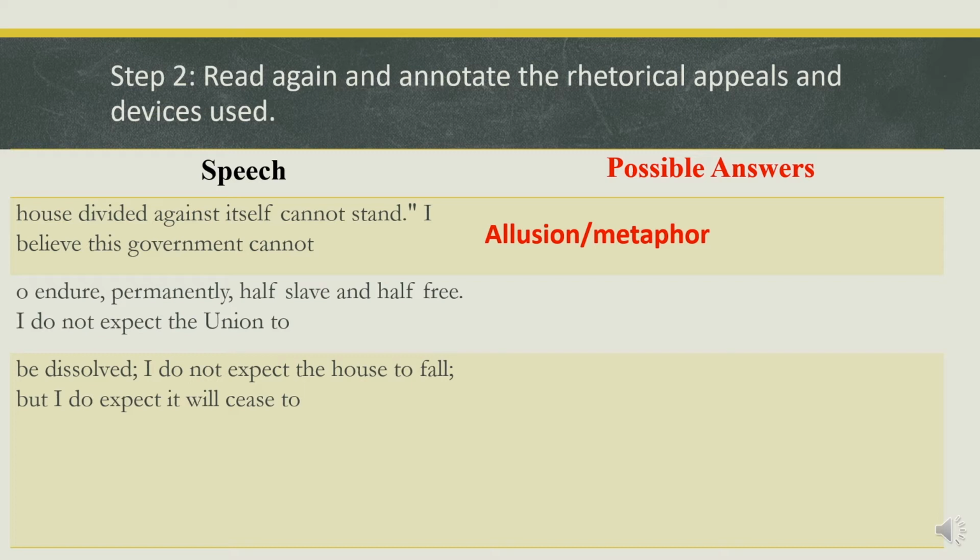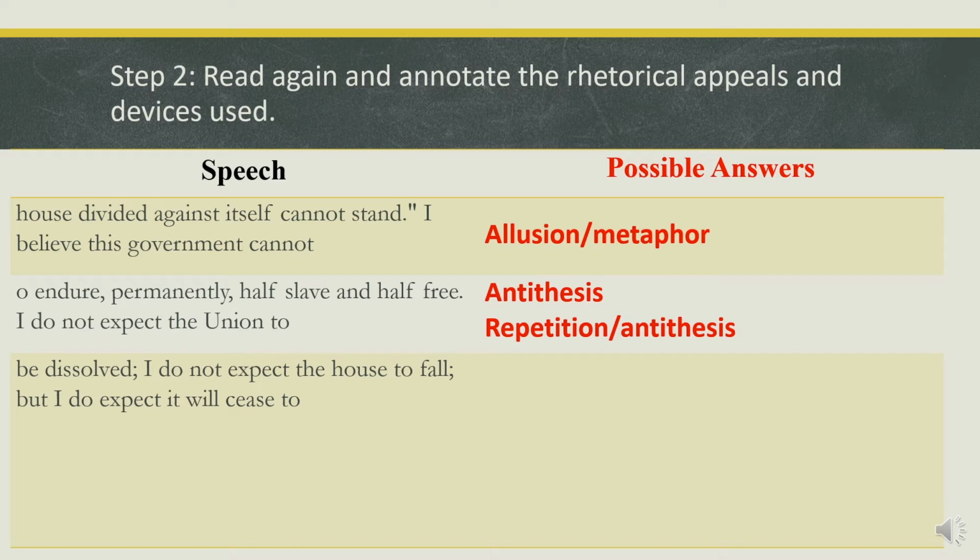By using this allusion, he builds his own ethos with his audience, who would have been people who likely read the Bible and followed it during that time. It would have been respected by his audience. So he continues, I believe this government cannot endure permanently half slave and half free. You'll notice the antithesis of slave and free being in opposition to one another.